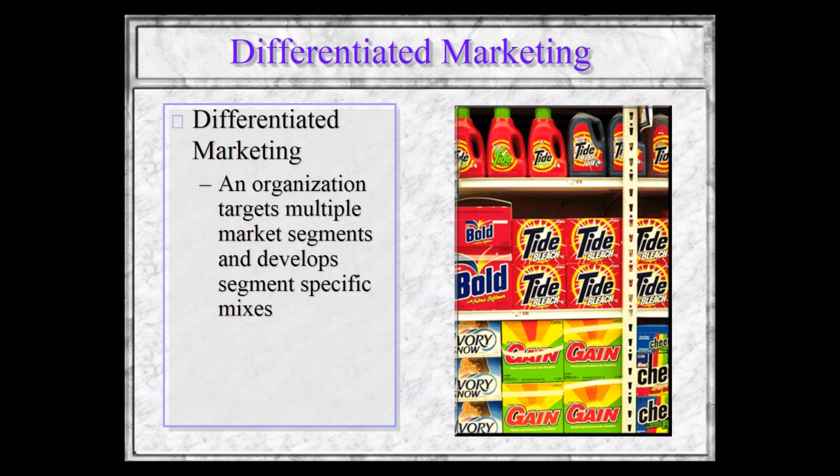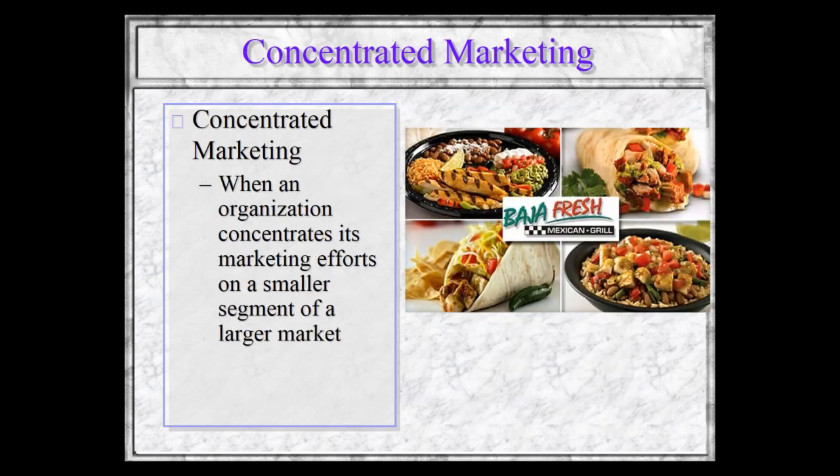A concentrated strategy, you concentrate on a smaller segment of a larger market. For example, the restaurant industry. There's the total market, or you could focus more narrowly on fast food, or you could focus more narrowly on Mexican fast food, or in the case of Baja Fresh, focus even more narrowly on the fresh segment of fast Mexican food, so-called fast fresh.